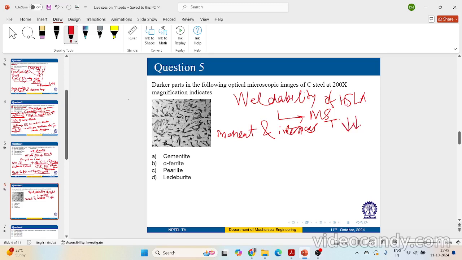Okay, any question? Sir, the amount of preheating that will be required, will it increase with increase in carbon content, or will it decrease with increase in carbon content?